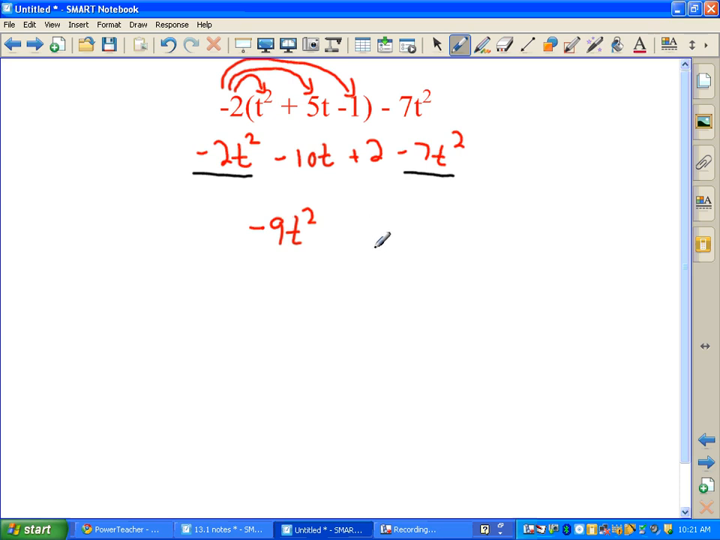So they're just going to come down, and I'm going to bring them down in the correct order so this is in standard form. So the t is going to come next, minus 10t. Sign comes with it. And then the constant, just a plain number, no variable, always goes at the end, so plus 2 at the end. And there's my answer after I simplify that polynomial and put it in standard form.